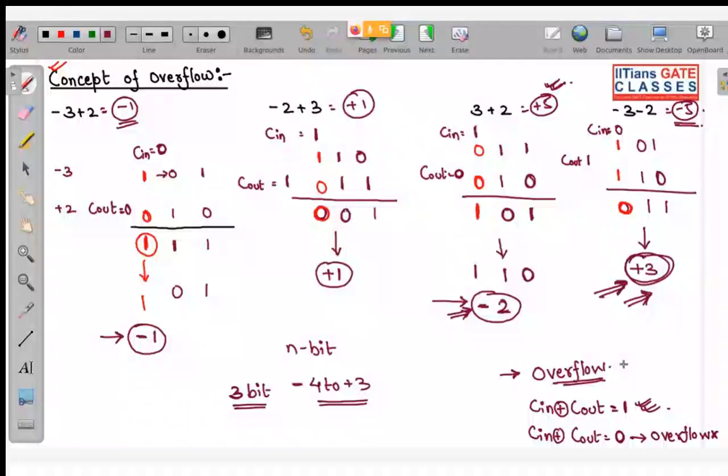Yes, tell me. That 3 plus 2, the complement of the result will be 1, 1, 1. No? So what? 1, 1, 1? Yes, sir. Yes, it will be 1, 1, 1, 1, 1, 1. Yes, sorry.